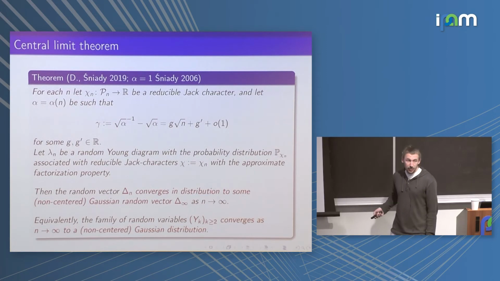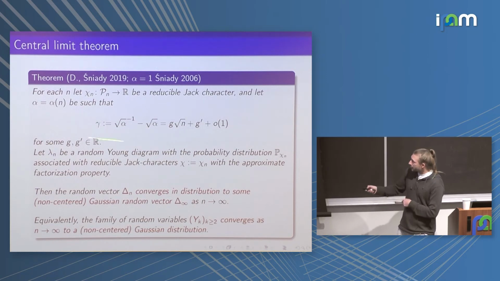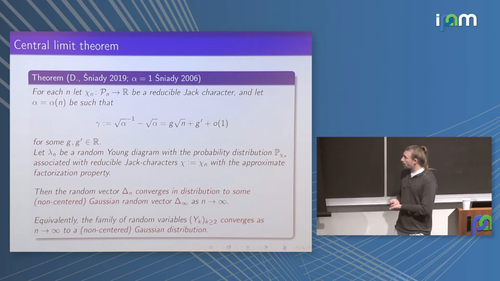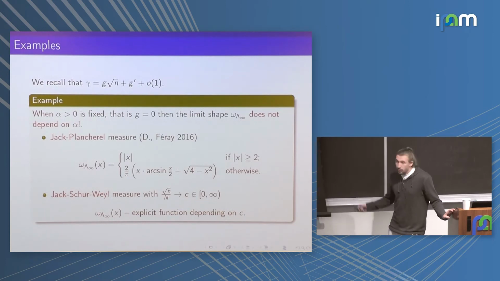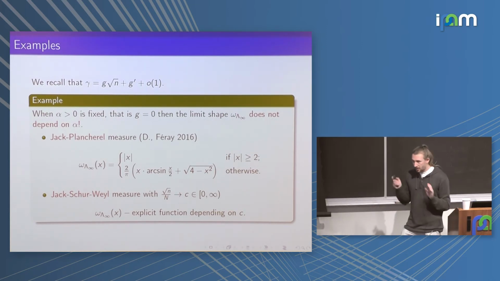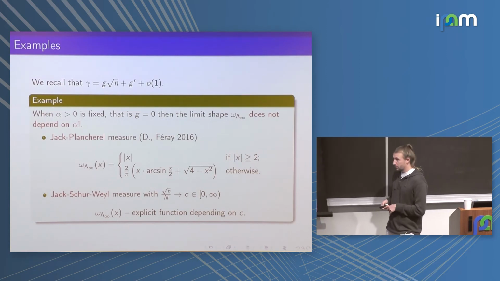And this is the central limit theorem. It's exactly the same as before. We have the same condition: we want our family to have the approximate factorization property, and then we can prove that we have the central limit theorem. Now let's look at examples so that we see what's happening. When alpha is fixed, then both the Jack-Plancherel measure and the Jack-Schur measure, the associated random Young diagrams, converge to exactly the same shape as before. This shape doesn't depend on alpha at all.